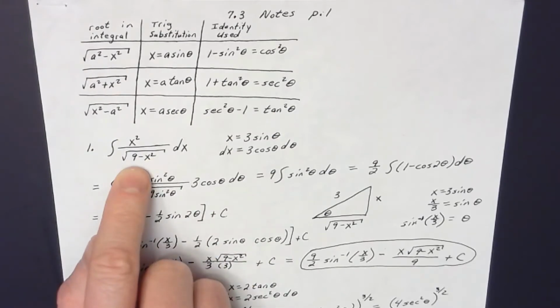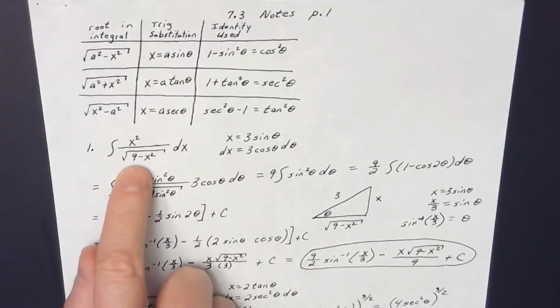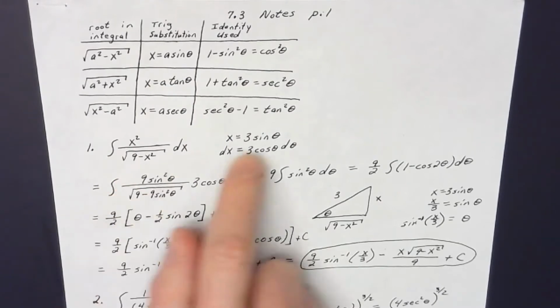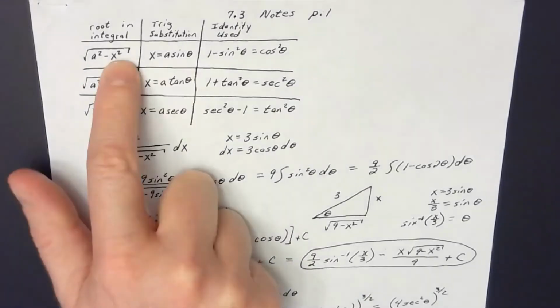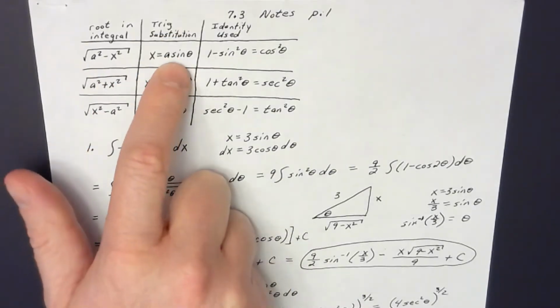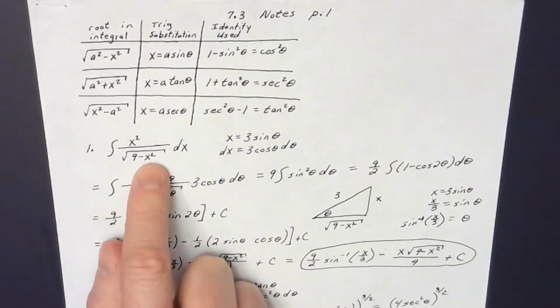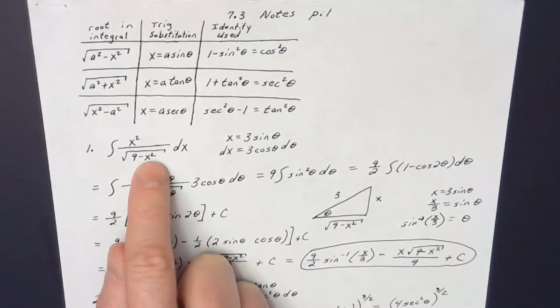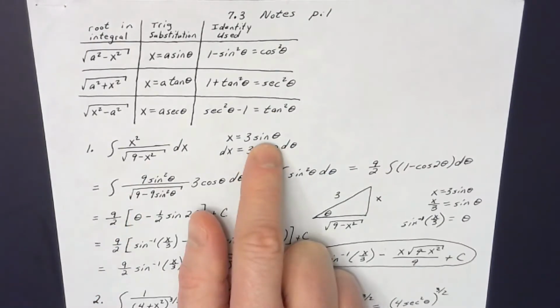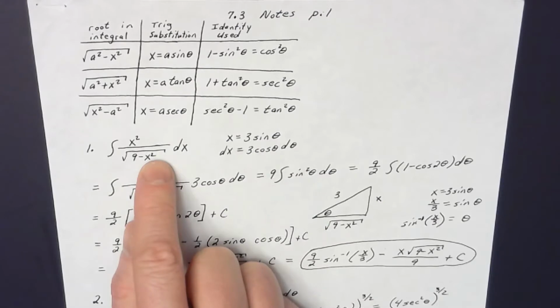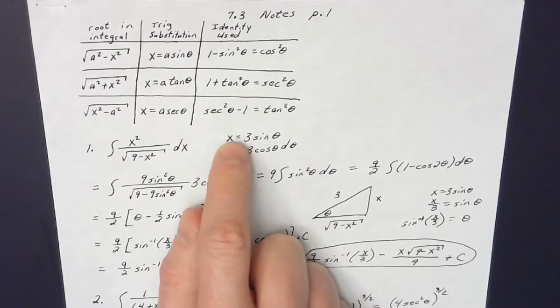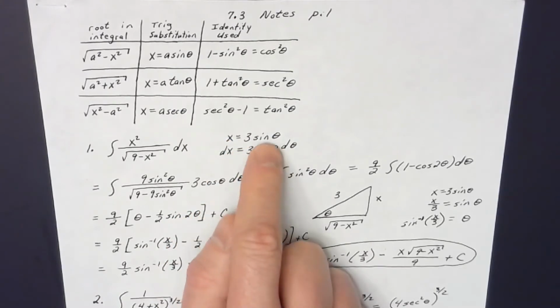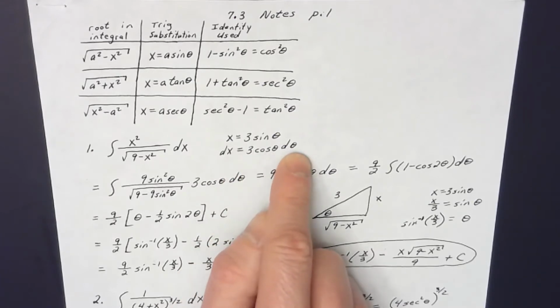So notice what I did. A squared is 9 in this case, so a would be 3, so I need to let x equal 3 sine theta. Please notice how I'm just using this very first trig substitution up here, and then I will use that trig identity in a minute. So all I need to do in this problem is to let x equal 3 sine theta. But if I let x equal 3 sine theta, I also need to figure out what dx is. So I take the derivative of both sides. Derivative of x is dx. Derivative of 3 sine theta is going to be 3 cosine theta with respect to theta.